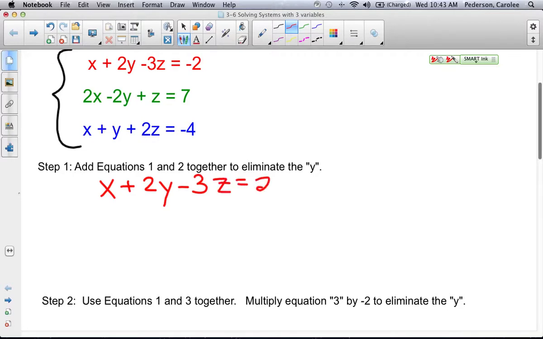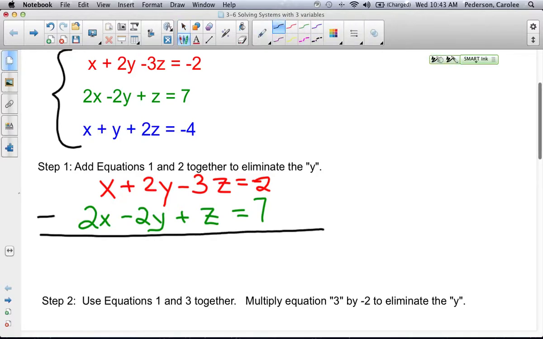So there's the first equation. That's a -2 there. Here's the second equation. And now we're going to go ahead and add those two equations together, like we did earlier in our chapter 3, where we want to eliminate one of the variables when we have just an x and a y.